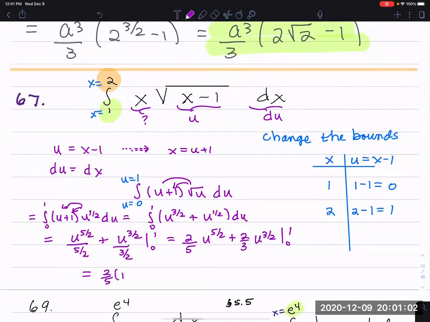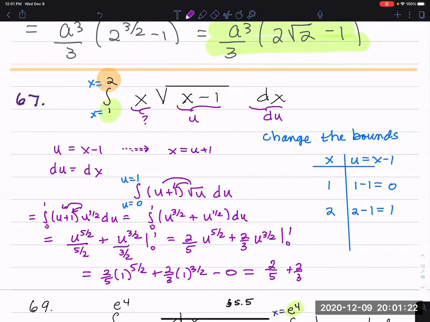1 to any power is just 1. The other ones are just going to be subtract 0. Put in 0, you get 0. So this is going to give 2/5 plus 2/3. Okay, I do not want to get this part wrong, but I could predict myself doing that.